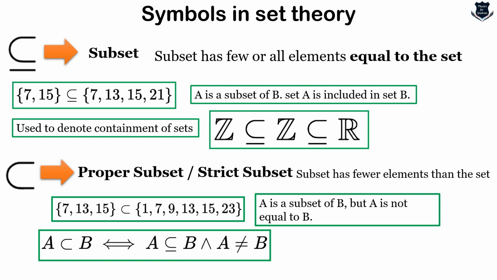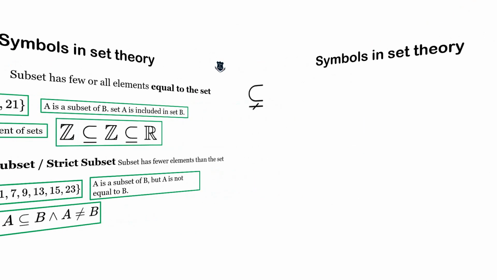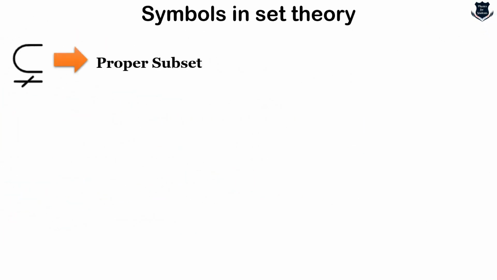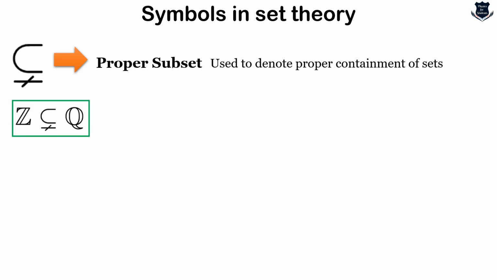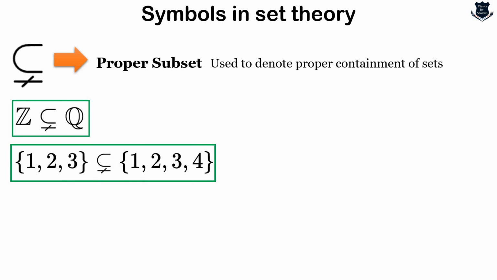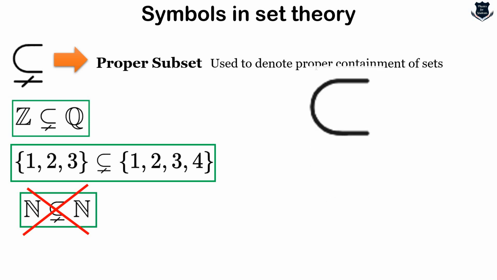So we know what a subset and a proper subset are, and the symbols. Now what is the confusion? We can use this symbol also to denote a proper subset. It is used to denote a proper containment of sets. That was just containment of sets; this is proper containment of sets. So we can say this one is a proper subset of this. This one is also a proper subset of this, but this one is not, because the set of n numbers won't be a proper subset of this.